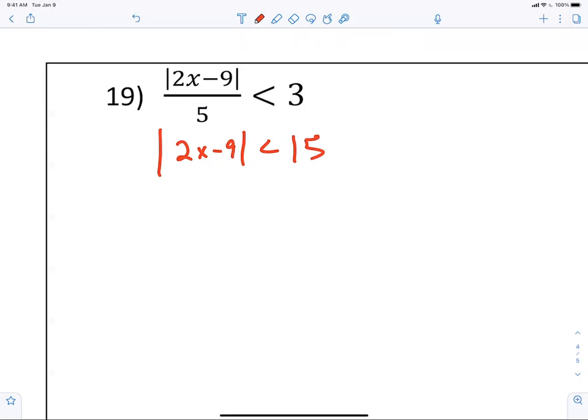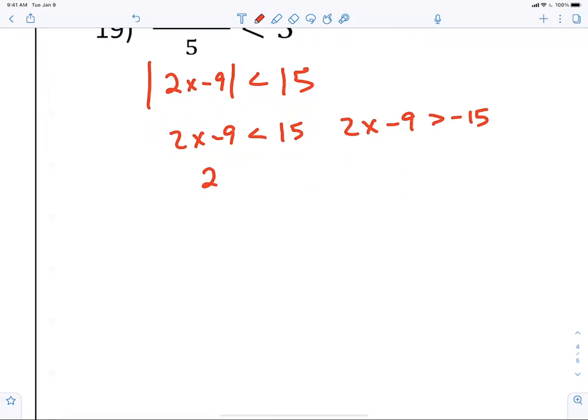Come on. 2x minus 9 is less than 15, and then 2x minus 9 is greater than -15. You're amazing. Go. You add 9, so it's 2x plus 24. Yep. Can I stay on that side? Yeah, that's what we're doing. And then x is less than 12.